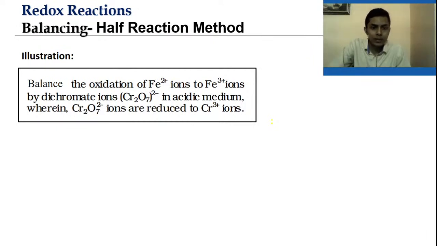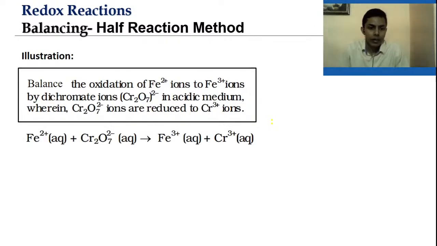Oxidation of Fe2 plus ions to Fe3 plus and dichromate Cr2O7 2 minus to Cr3 plus in acidic medium. Yeah, acidic medium. So you have to balance oxygen using H plus and H2O. Try doing this.